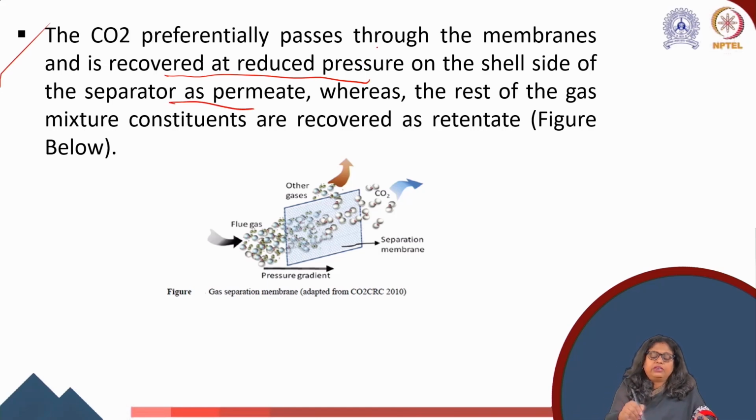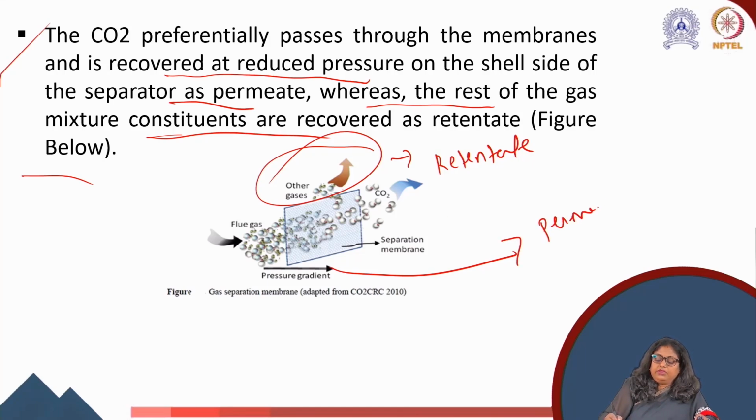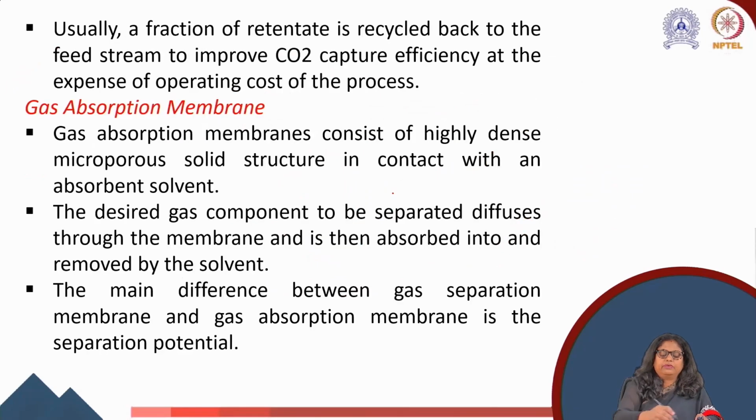So what we are getting is CO2 on the shell side of the separator, and the rest of the gas mixture constituents are recovered as a retentate. So we have the other gases, which we call the retentate, and this CO2 we call the permeate. So these are the two things.